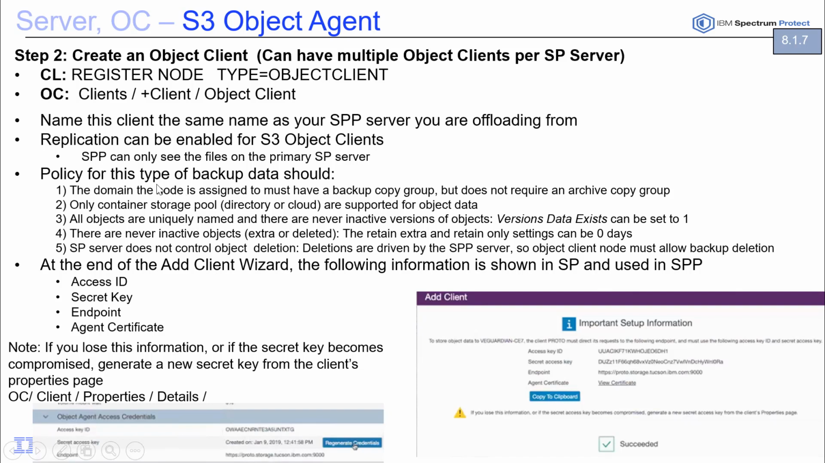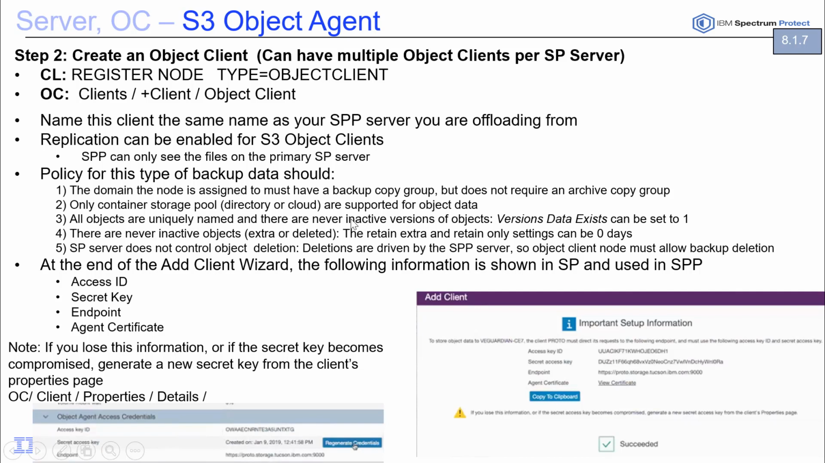You will be prompted for a policy to go with this S3 object agent, and a couple things to note. The domain that the node is being assigned to has to have a backup copy group, but it doesn't require an archive copy group because all of the offloaded data will be treated as backup objects. We only support either directory or cloud container pools, and all of the objects that are written to this S3 pool are going to be uniquely named.